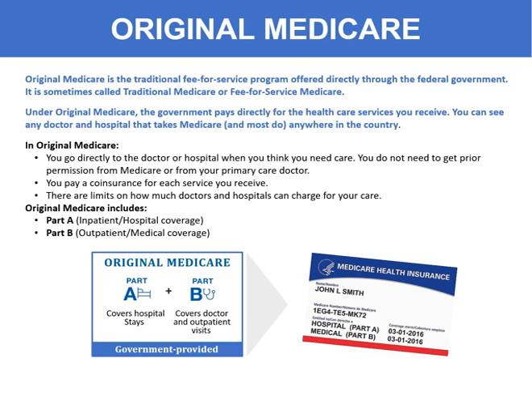Original Medicare is a traditional fee-for-service program offered directly through the federal government. Under Original Medicare, the government pays directly for the healthcare services you receive. You can see any doctor and hospital as long as they accept Medicare assignment and that fee schedule. You do pay a co-insurance for services you receive. There are limits on how much doctors and hospitals can charge for your care. And it includes two parts, A and B: inpatient hospital coverage and outpatient medical coverage.